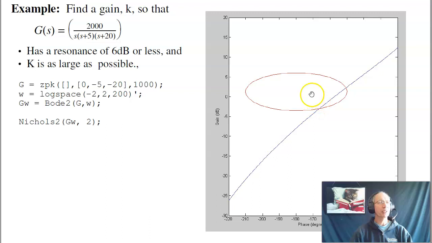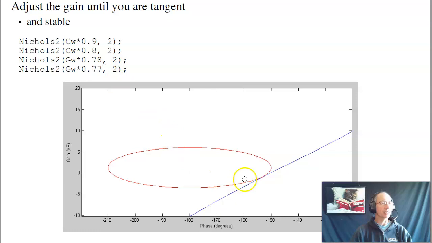So what you do with the Nichols chart then is kind of see, well, to make a tangent, I've got to slide it down that far. That distance is right around 2.5 dB. And so that's K. Another approach is guess, guess again until you're tangent. And at this point, I'm tangent. K is 0.77.